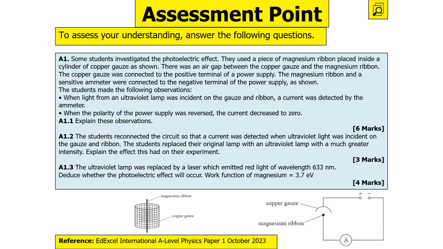The student replaced their original lamp with an ultraviolet lamp with a much greater intensity. Explain the effect that this had on the experiment. And the ultraviolet lamp was replaced by a laser which emitted red light of wavelength 633 nanometers. Deduce whether the photoelectric effect will occur. The work function of magnesium is 3.7 eV. So pause the video now, then unpause the video when you want to go through your answer.